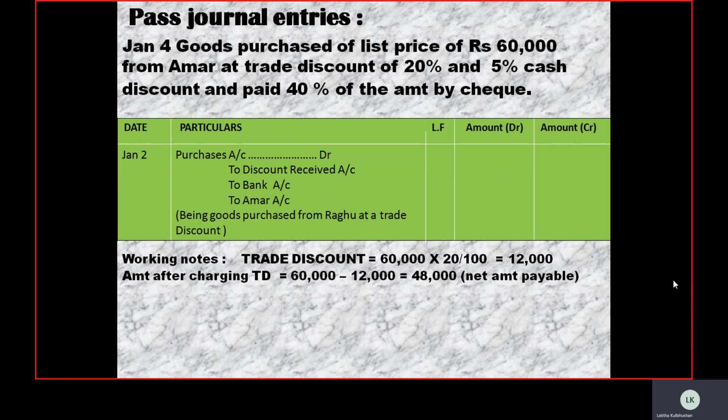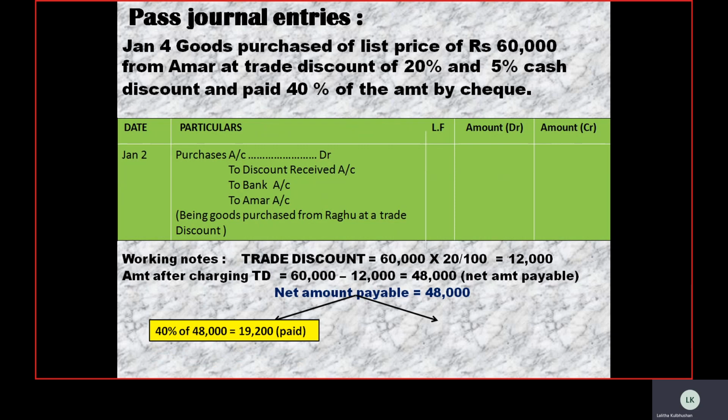So eventually the 48,000 is the net amount payable, the net amount which we are supposed to pay. But the question says that out of that 48,000, only 40% has been paid by us in advance. So 40% of 48,000 is equal to 19,200. That's paid. That means we are supposed to receive the discount on this particular amount, 19,200. And next, the unpaid amount, that is 60% of 48,000, which is equal to 28,800.